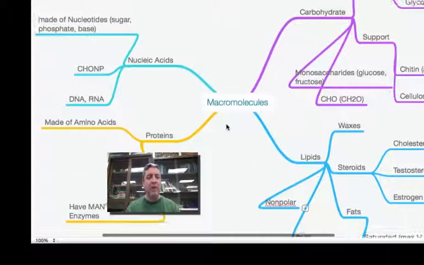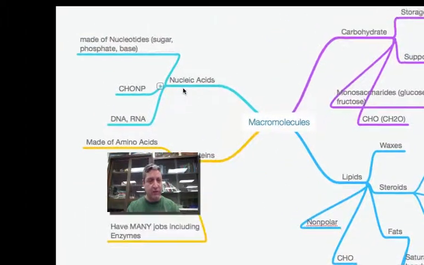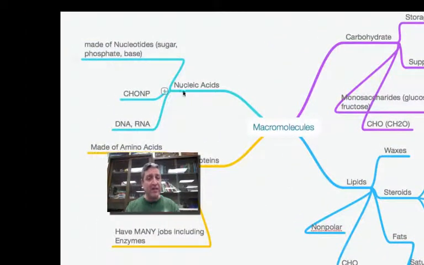The last 2 macromolecules: we have nucleic acids. Their monomer is the nucleotide. A nucleotide is made of a sugar, a phosphate group, and a base. Those nucleotides join together to make nucleic acids. They're made of CHONP: carbon, hydrogen, oxygen, nitrogen, and phosphorus. It's the only one that has a lot of phosphorus in it. So if you see a lot of phosphorus in the formula, it's most likely a nucleic acid. The 2 types of nucleic acids are DNA and RNA. These are used for genetic storage.